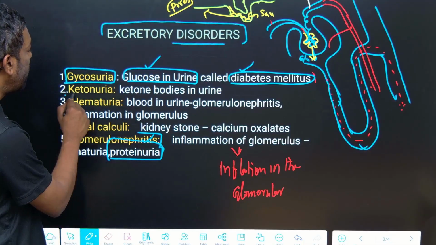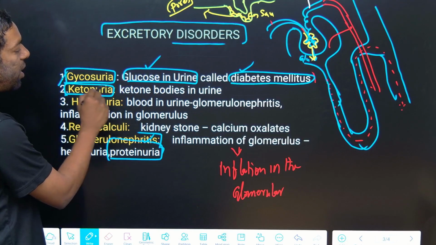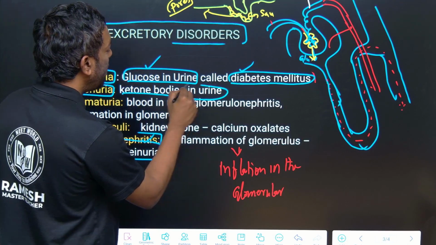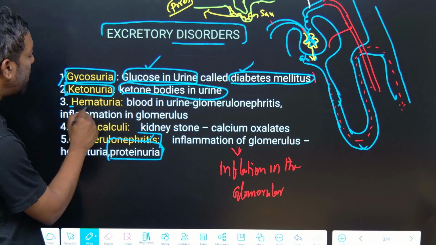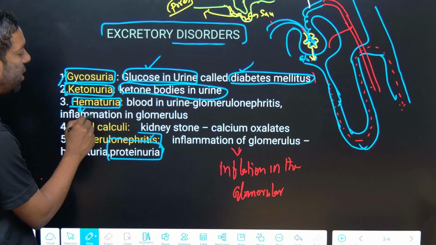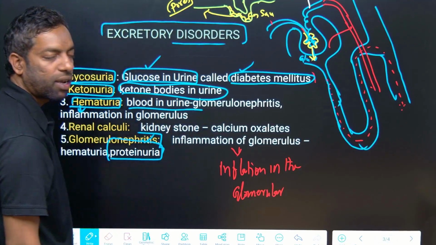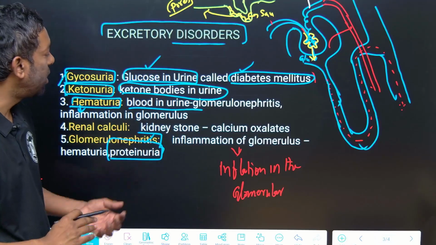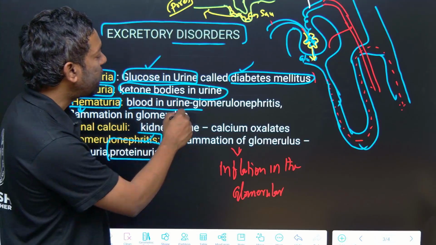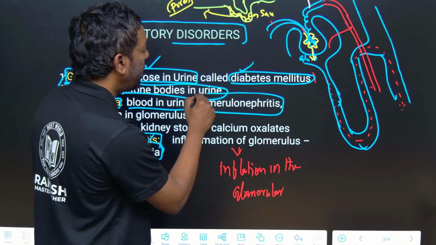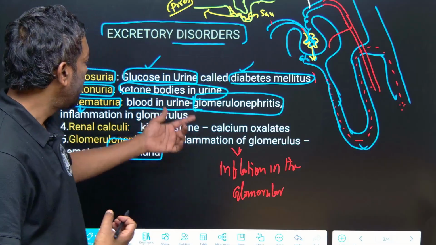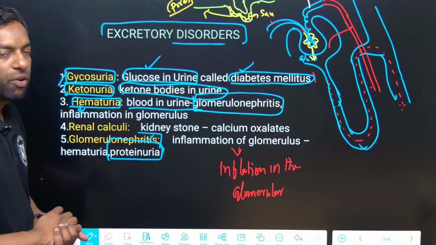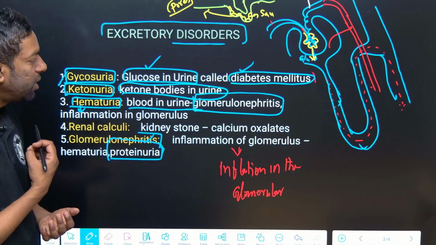Okay. Ketonuria. Ketone bodies in the urine we call ketonuria. Very simple. Hematuria. Hema means blood. Blood in the urine we call hematuria. Because of glomerular nephritis, meaning there is inflammation in the glomerulus, there is hematuria, meaning blood presence in the urine.